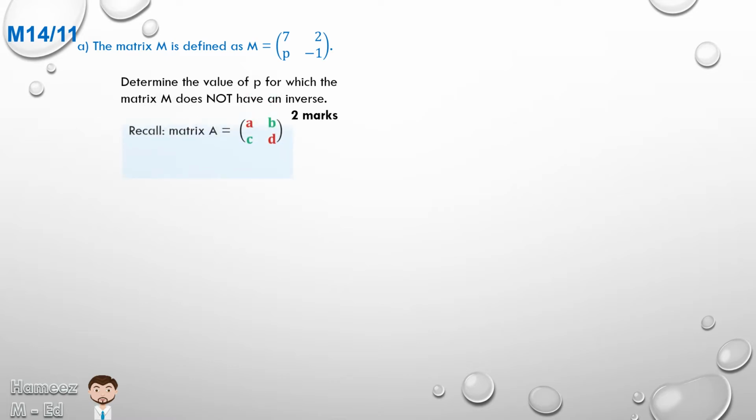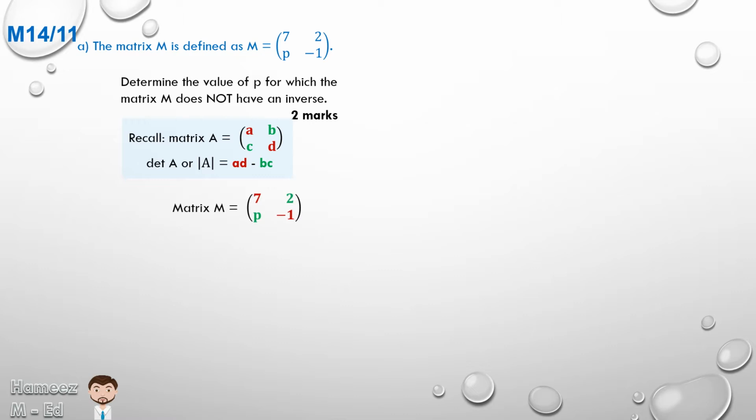So let's recall how we find the determinant. Let's say for any matrix A, any 2 by 2 matrix, the values will be A, B, C, D. And to find the determinant of A, or mod A, which both mean the same thing, it will be multiplying the red terms, the ones on the major diagonal, A by D, and subtracting it from multiplying the green terms, B by C. So we have AD minus BC. So let's apply it to what we have now. So the matrix M is equal to 7, 2, P, minus 1.